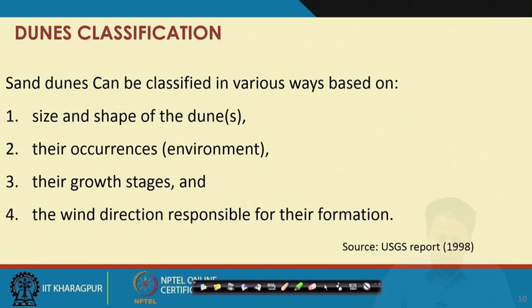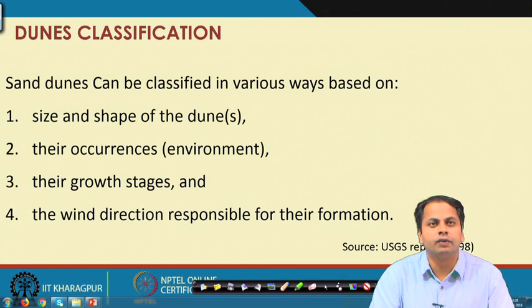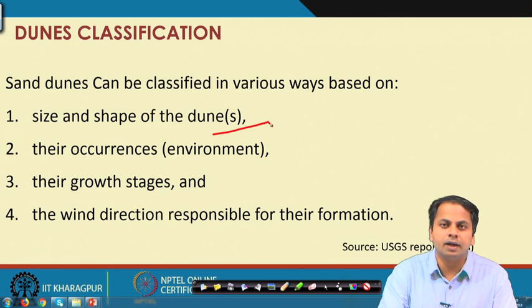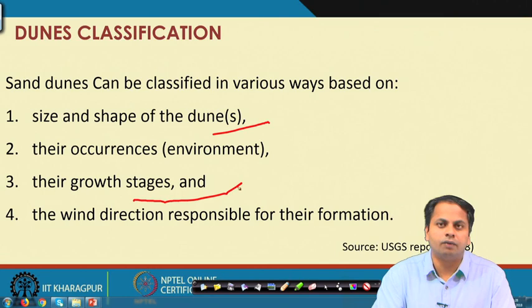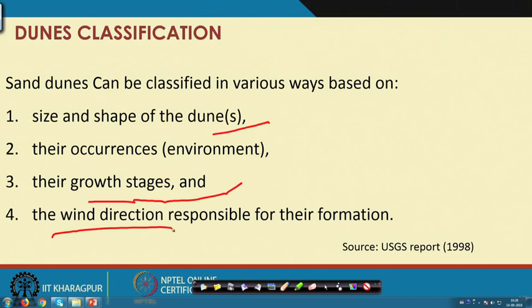So, dunes can also be classified in different ways, such as by the size and shape of the dunes, their occurrence and environmental condition (the inland, seashore or coastal dunes, or river bank dunes), their growth stage depending on the maturity level, and the wind direction which is responsible for their formation. So, these are the different ways by which we can classify or name a particular dune. Mostly it is based on the size, their occurrence, the environment in which they are present, their growth stage and the wind direction responsible for their formation.